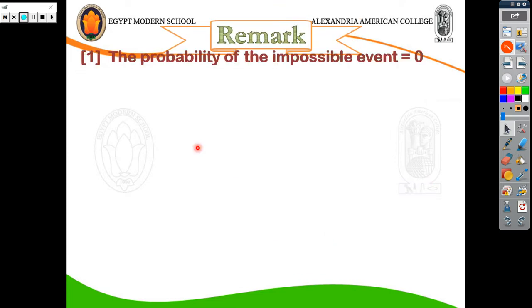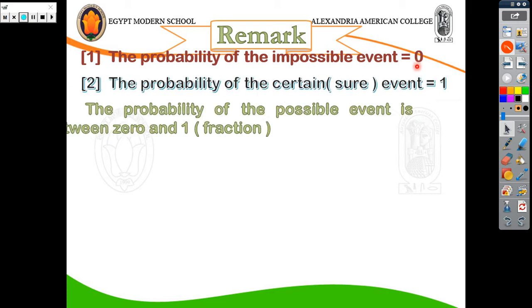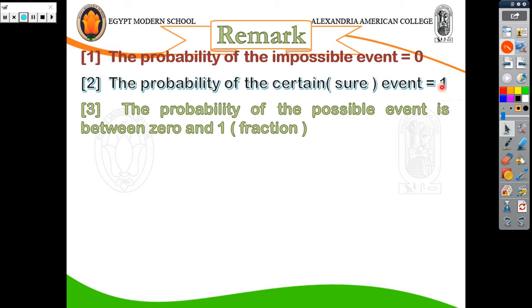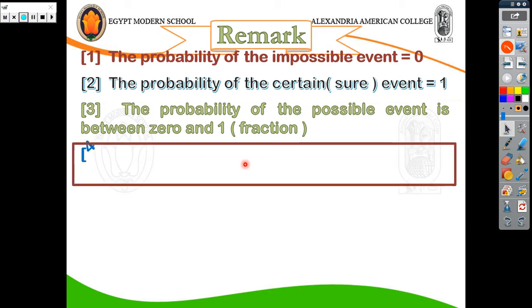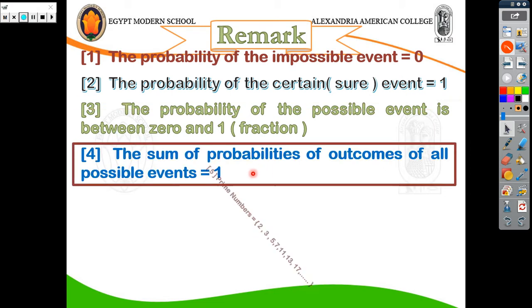Okay, just remember some points here. First, the probability of the impossible event equals 0. The certain event, or sure event, equals 1. The probability of a possible event is between 0 and 1, meaning a fraction. And the sum of all probabilities equals 1.